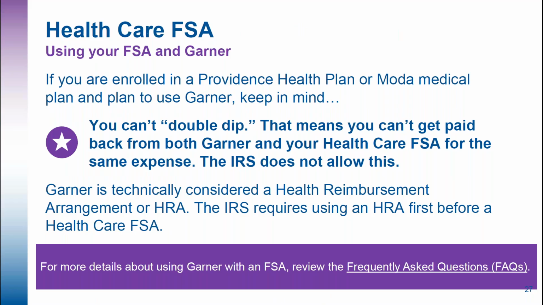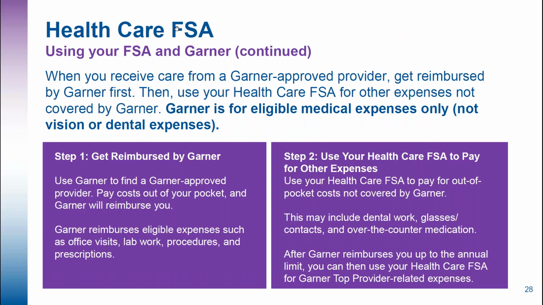Or if Dr. Smith is a top provider and you've seen him, but you also see Dr. Jones and he is not in Garner, then anything you do with Dr. Jones, you can go ahead and use that for your ASI Flex account. Garner also doesn't cover your dental or your vision. So if you're going in and getting braces, whatever, you can use your FSA 100% starting January 1st for that.